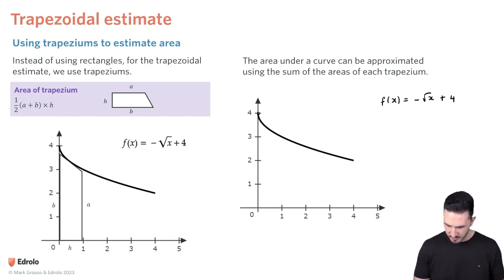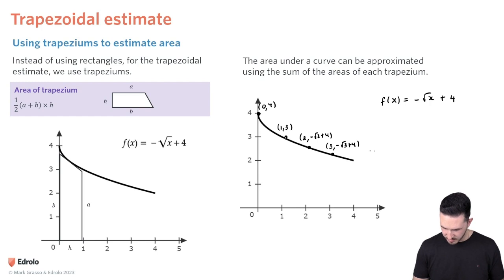So our first point, that's going to be (0, 4). Our second point, that's going to be (1, 3). Our third point, that's going to be (2, negative root 2 plus 4), then (3, negative root 3 plus 4), and so on. So how would we find the sum of these trapeziums?